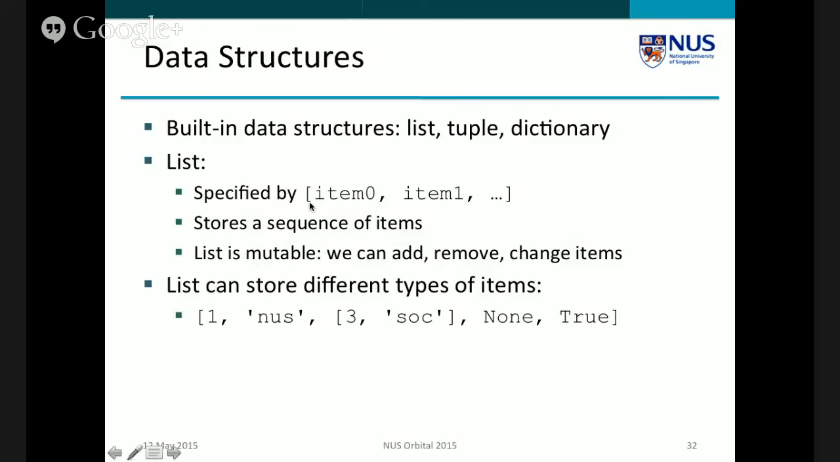A list is specified, as I showed you earlier, with a square bracket, items separated by commas, followed by an ending square bracket. And it basically stores a sequence. The list is something that's mutable. So unlike a string, you can add and remove things. A list can store any type of thing that you want. It's just basically a sequence of objects. It can include other lists, for example. So here's a list with 5 items, the third item being another list of 2 items.